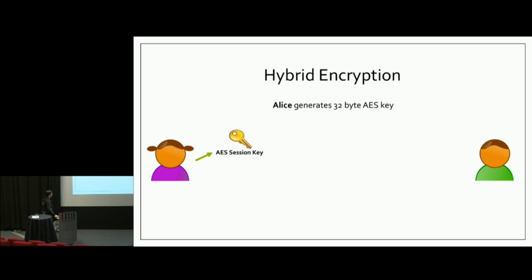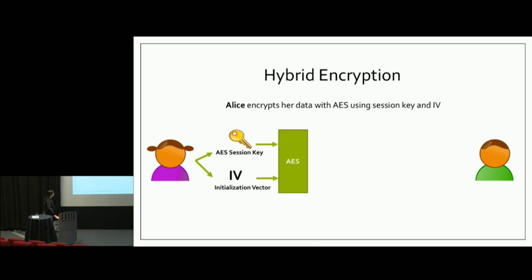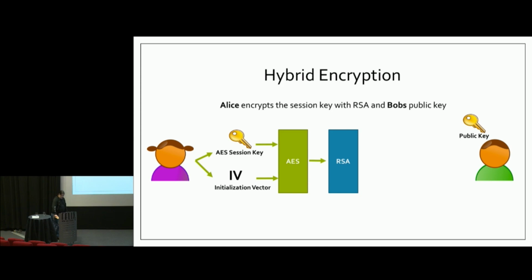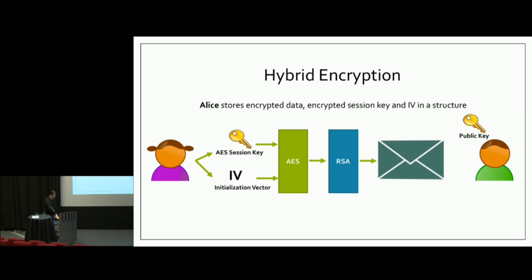So we've got Alice again generates her key. She generates her initialization vector, 16 bytes. She encrypts her data with AES. Then she uses Bob's public key and RSA to encrypt that AES key. And then she sends that all over to Bob so he can read it.